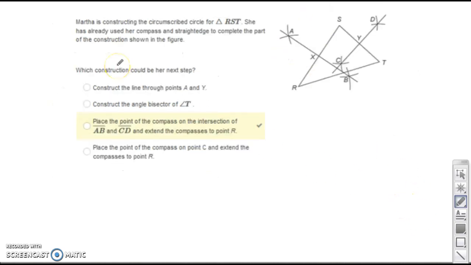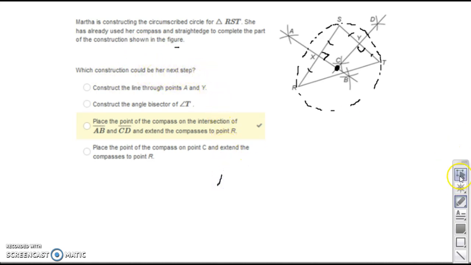Okay, Martha is constructing the circumscribed circle. So again, we're creating perpendicular bisectors. Remember, a perpendicular bisector means that it meets at a 90 degree angle and it cuts that side in half. And so over here it meets at a 90 degree angle and it cuts that side in half. Once you create those perpendicular bisectors, then wherever they intersect, that is going to be the circumcenter, and that's going to be the center of your circumscribed circle. So let's check out this question. She has already used her compass and straight edge to complete part of the construction shown in the figure. Which construction could be her next step?